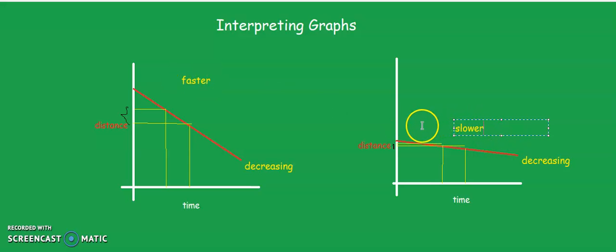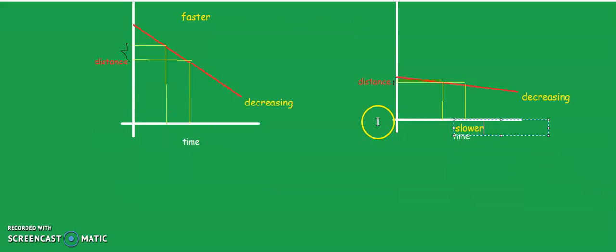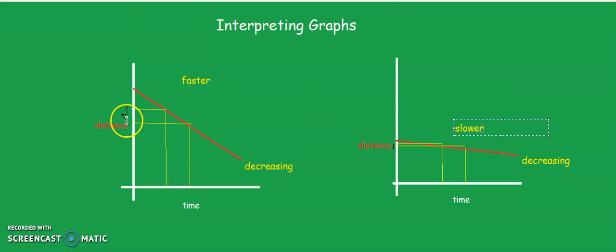Just like we did before, the steepness decided whether I was going up fast or up slowly. So the steepness of the graph tells us fast or slow, and the direction of the graph tells us if it's decreasing. It's easy to tell if it's decreasing. As you're going through time, it's going down.